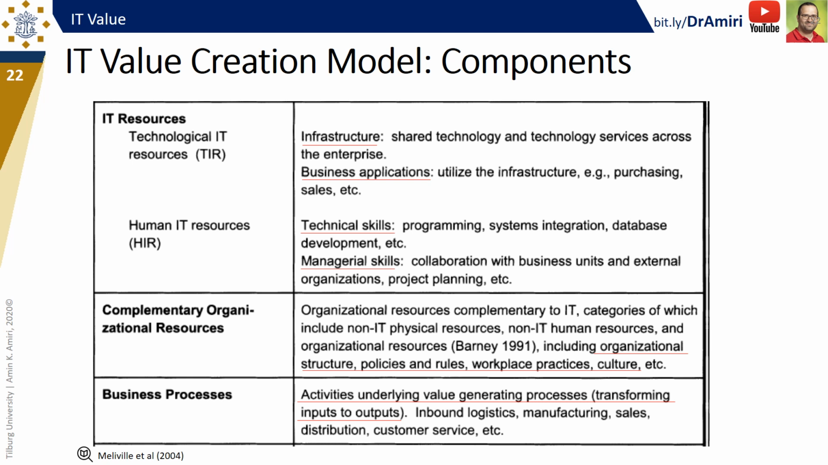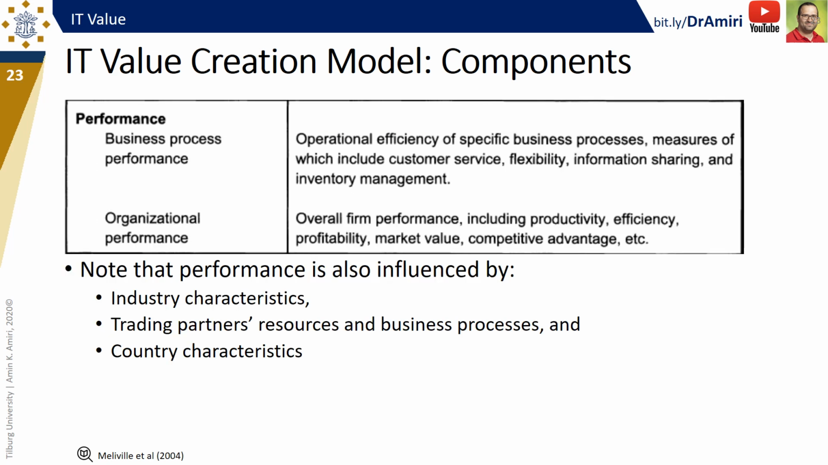So this combination can improve business processes, which are activities that have some inputs and some outputs. There is a sequence of activities that will get inputs and turn them into outputs. This is the definition of a business process. Examples are inbound logistics, manufacturing, sale, distribution, customer service, and so on and so forth. Therefore, using IT resources in combination with non-IT resources will improve business process performance.